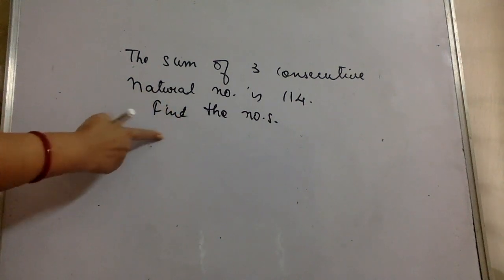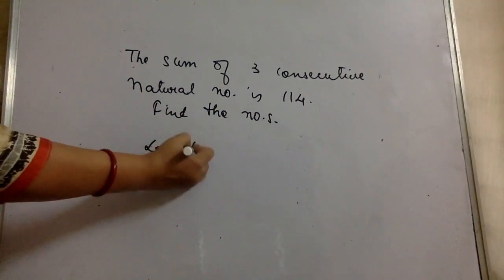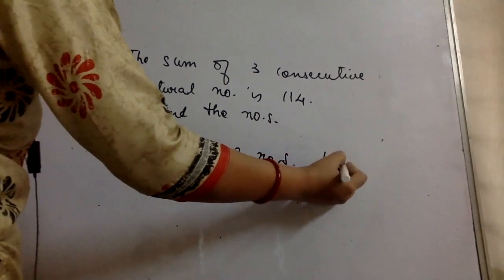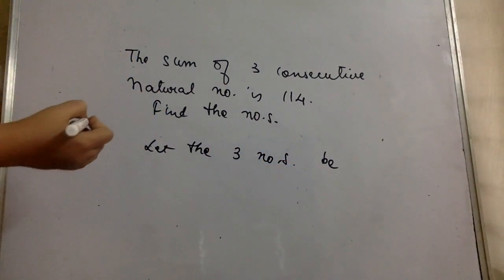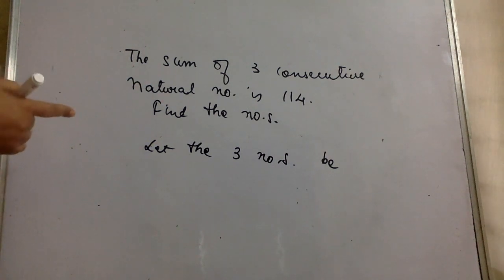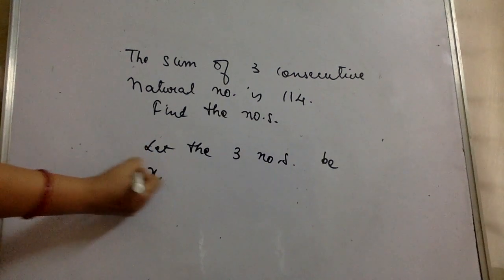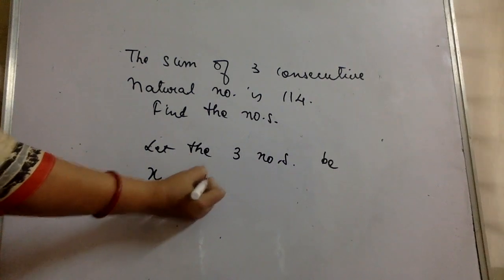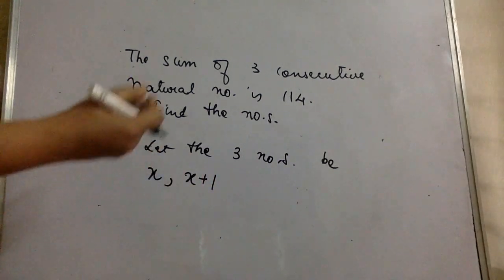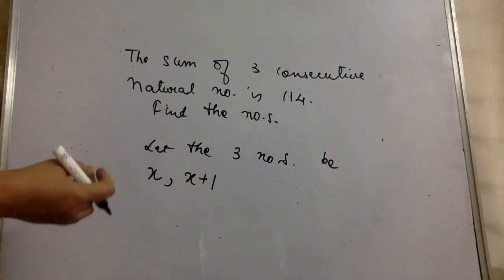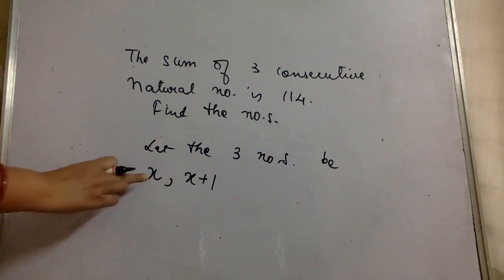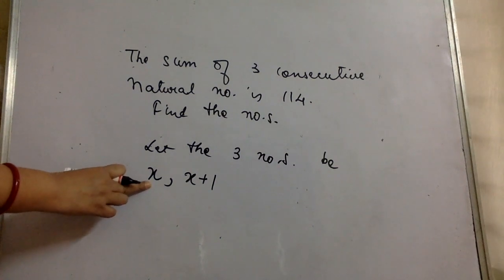So here, let the 3 numbers be, now what are the 3 numbers? We have to consider the 3 numbers algebraically. Let the 3 numbers be x, that's the first one. Then the second one will be x plus 1, because if I am saying 23, 24, 25, you see the difference between the 2 numbers is always 1. 24 minus 23 is always 1. So x, take it any number. It can even be 1000.